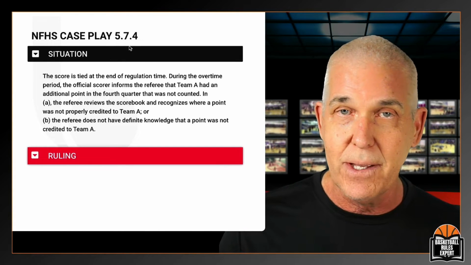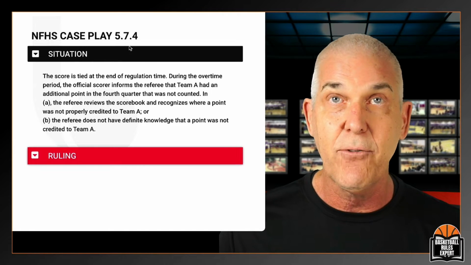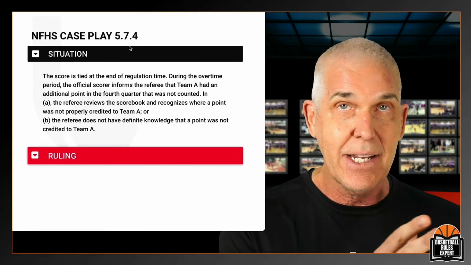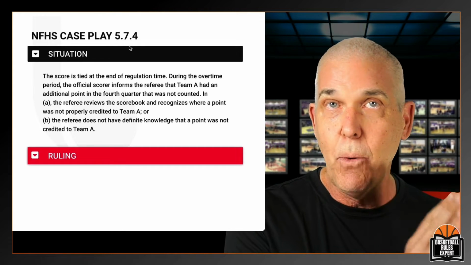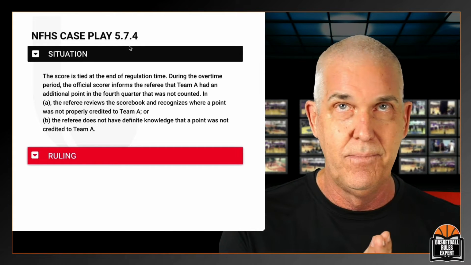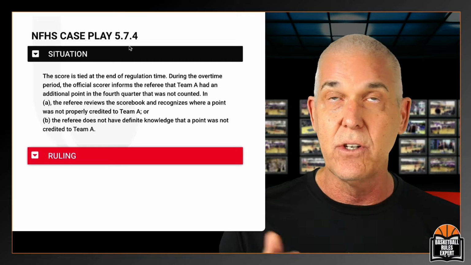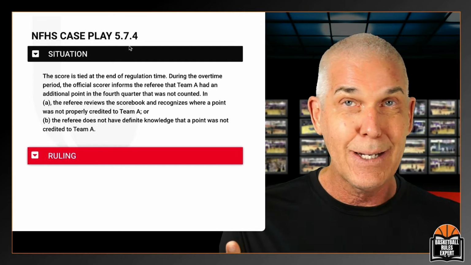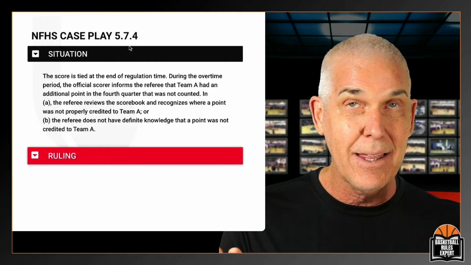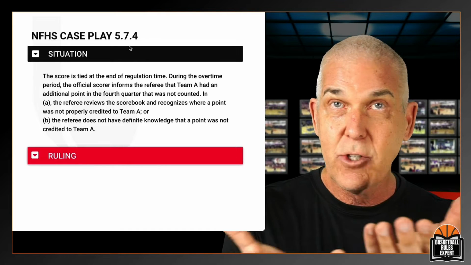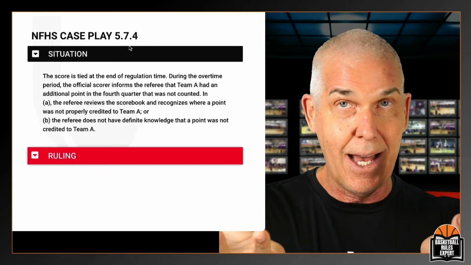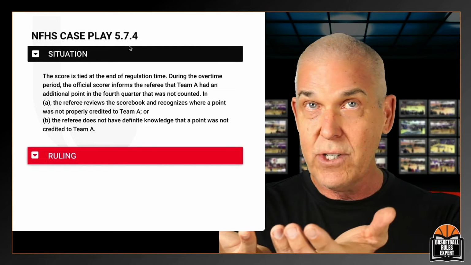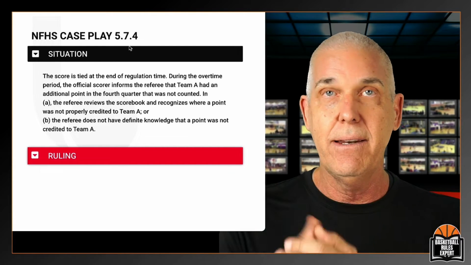So during the overtime period, the official scorer informs the referee, hey, ref, we did an accounting, and actually back in the fourth period, an extra point should have been granted, right? So what do we have in that situation? An extra point should have been granted before the end of regulation, which would have led to a situation where the score was not tied. So should overtime have been played, right?